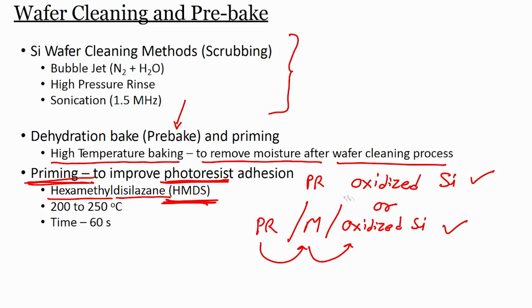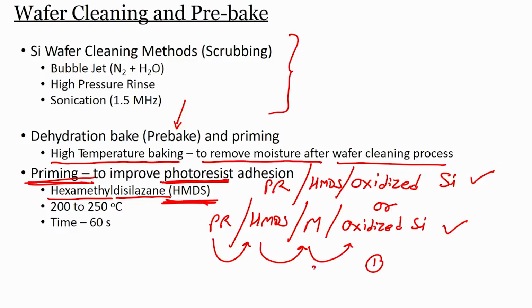That means if I want to coat photoresist, I will first coat HMDS and then I will coat photoresist. If I want to coat photoresist on metal which is deposited on oxidized silicon, I will first coat HMDS on that, and then I will coat photoresist. So, it goes like this. Oxidized silicon substrate is the first one, second step is metal, third step is HMDS, fourth step is photoresist. In this case, oxidized silicon substrate first, HMDS second, photoresist third.